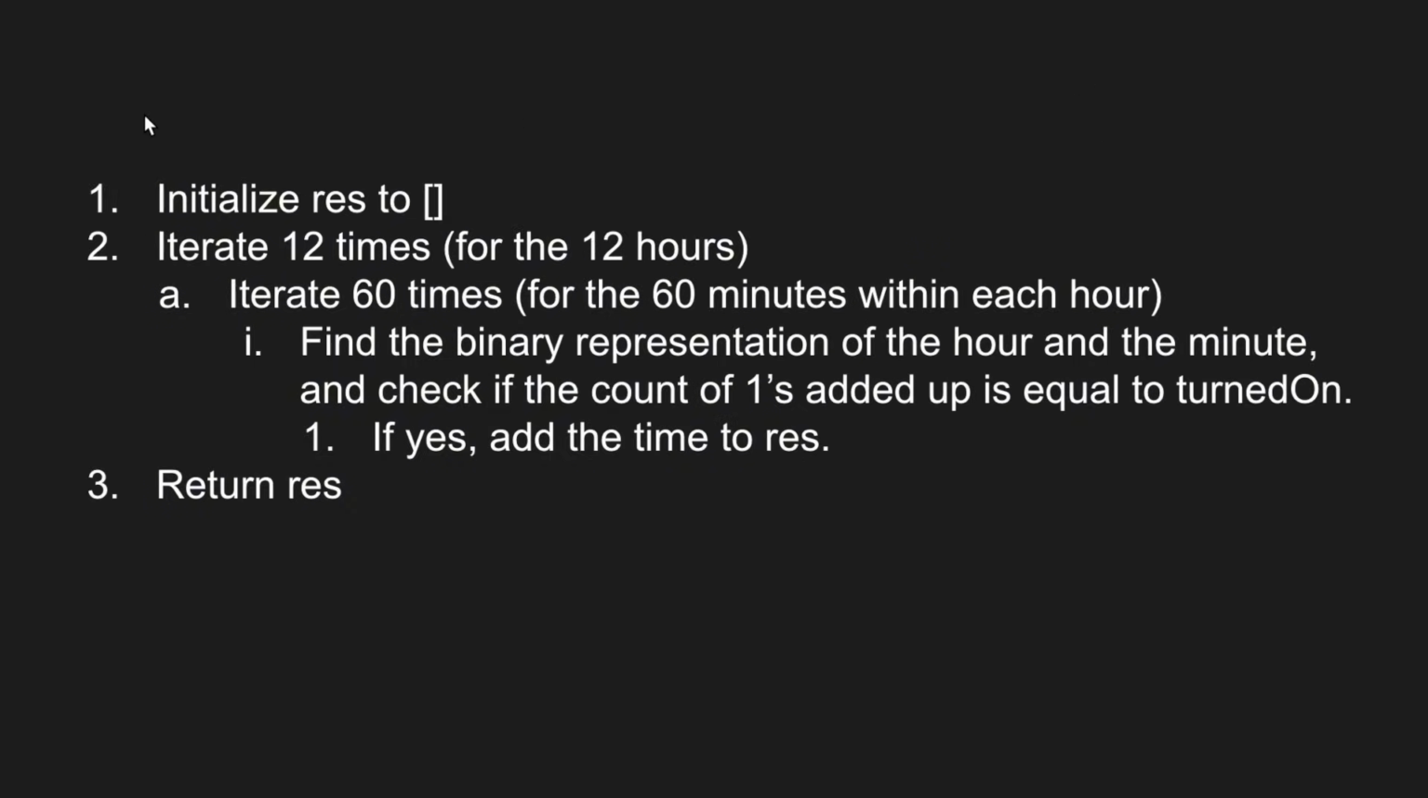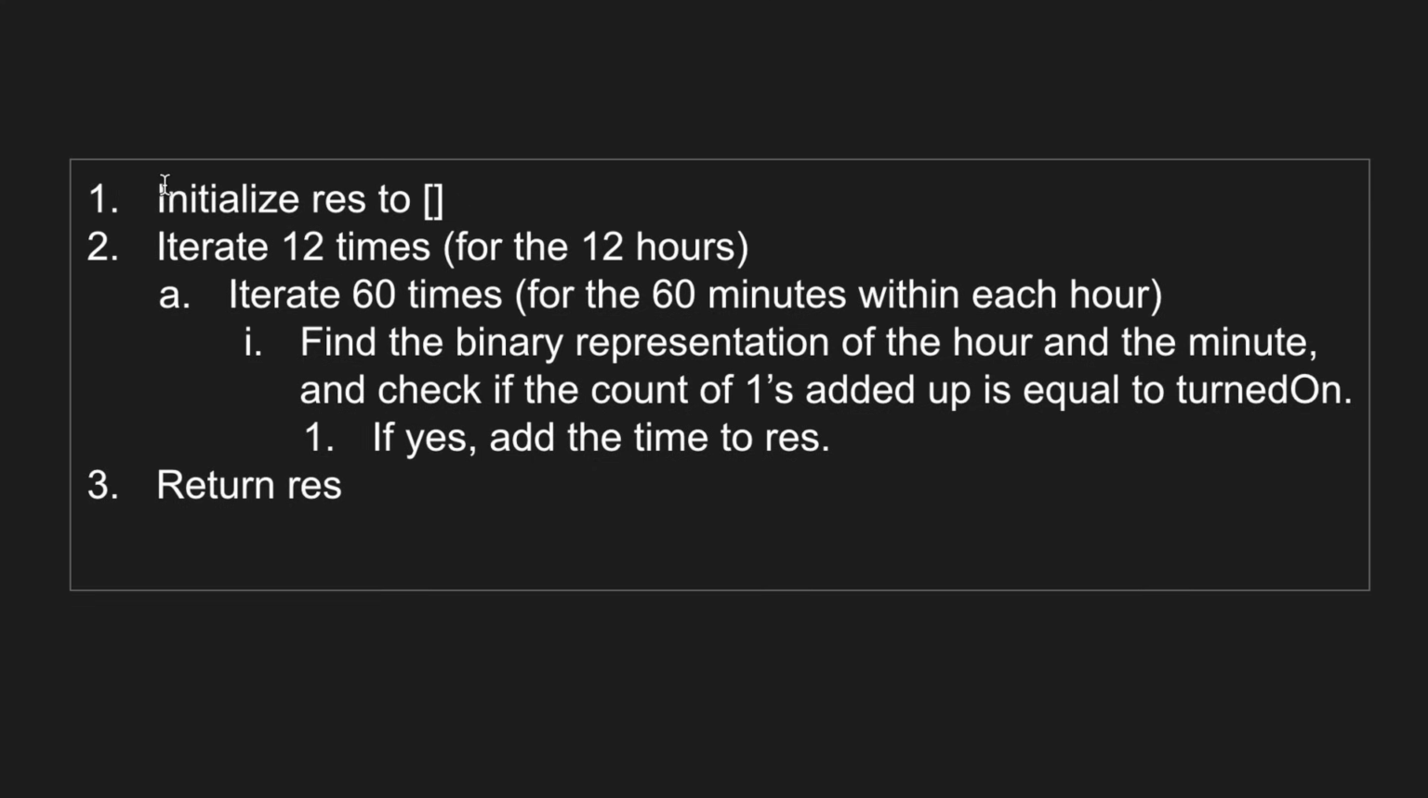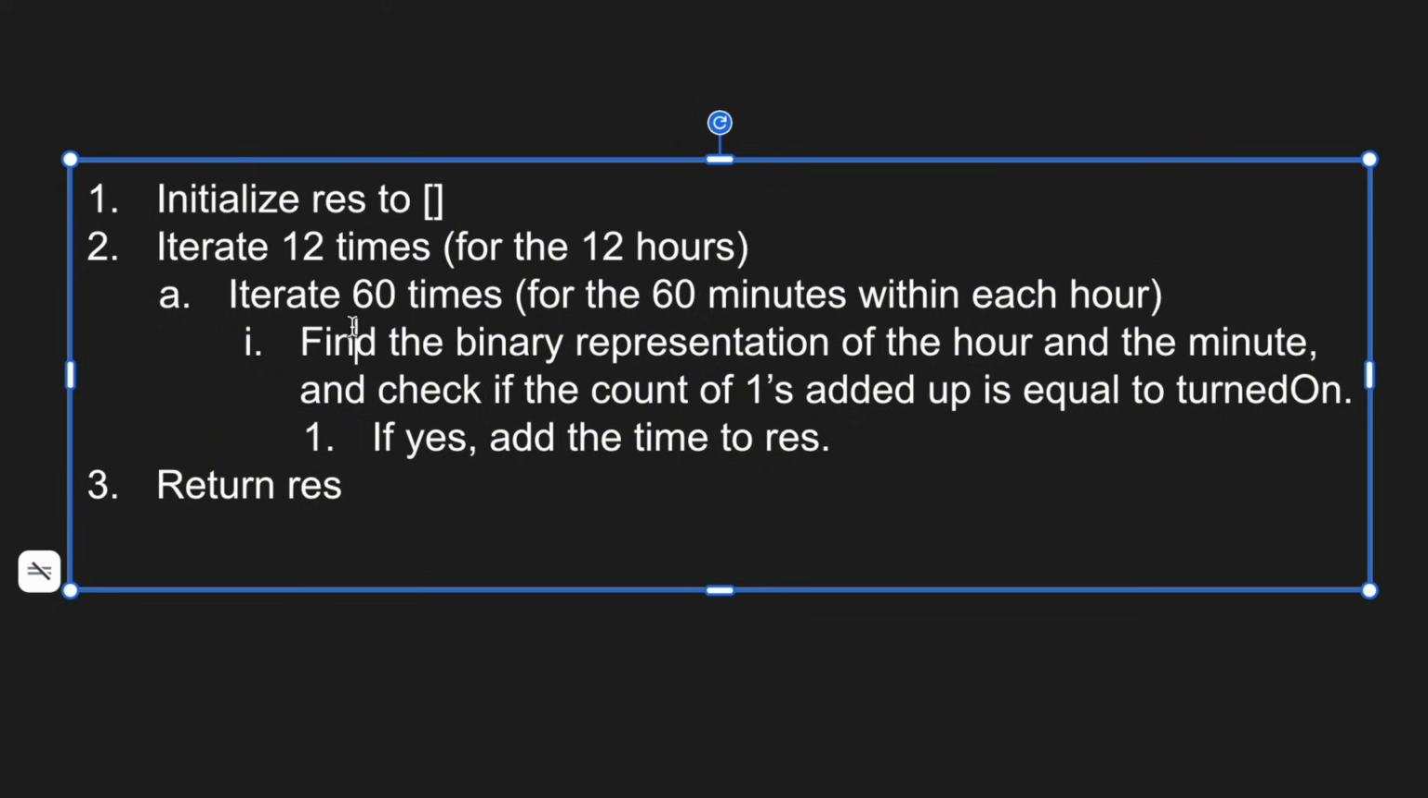So now that we know that, how we can solve the problem is we can first initialize the result array to an empty array, and now we will iterate 12 times for the hours, and for each hour we will have to iterate 60 times for all the minutes within each hour. And now for all these times, we will find the binary representation of the hour and the minute, and then we will add up the number of ones and check if the count of the ones added up is equal to the turnedOn input variable that we are looking for. And if it does add up to be equal to turnedOn, then we will add the time to the resulting array, and finally, after iterating through all the times, we can return the result.